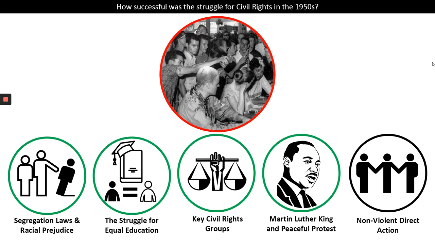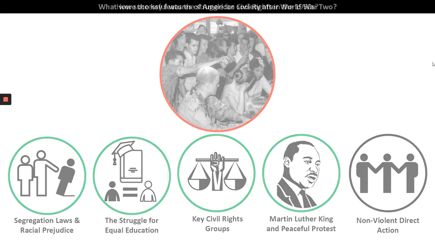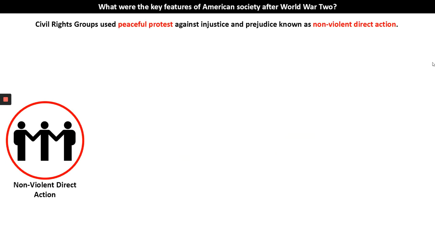So we've talked about the context, the struggle for equal education, and the civil rights groups, one of them led by Martin Luther King. We're now going to focus specifically on some of the key events of the late 50s and early 60s and non-violent direct action. So put simply, civil rights groups that were using peaceful protest against injustice and prejudice became known as using non-violent direct action, directly targeting injustice, directly targeting prejudice, but using non-violence or peace as a method of protest.